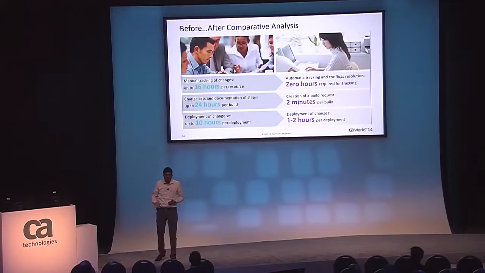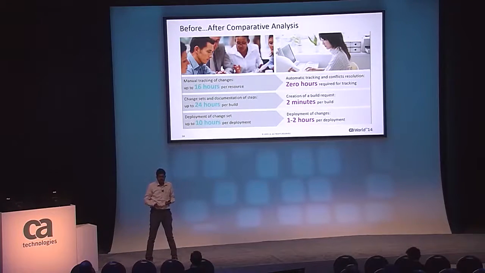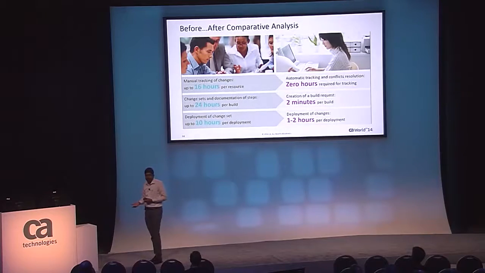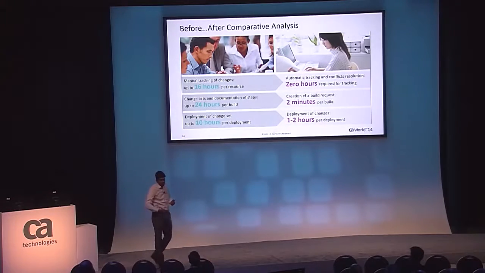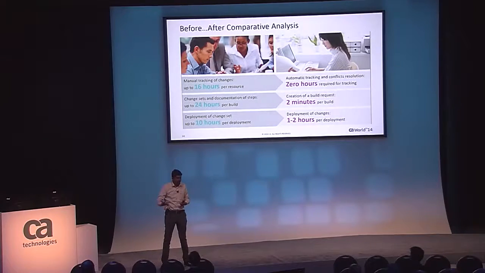The change set creation process is a very manual, cumbersome process, right? And we take about 24 hours per build. And with the current process now, we shrink that down to a 2-minute cycle per build, right? And the deployments, with all the failures, we were seeing about 10 to 12 hours per deployment, and now we have brought it down to 1 to 2 hours per deployment.